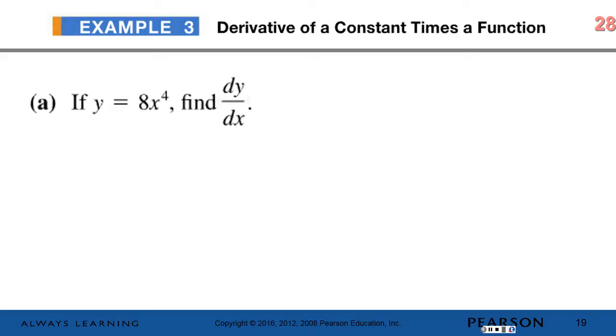It still follows the power rule if you think about it. Take the power, drop it down in front of the whole thing. That way it'll multiply times the constant, and then reduce the power by 1.